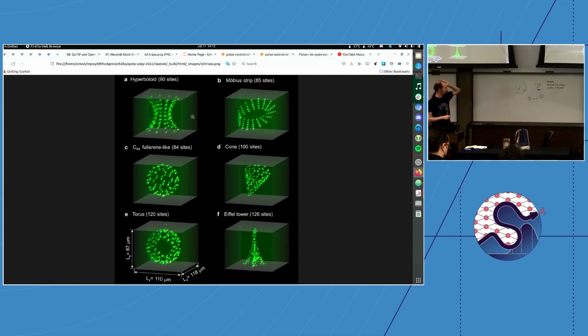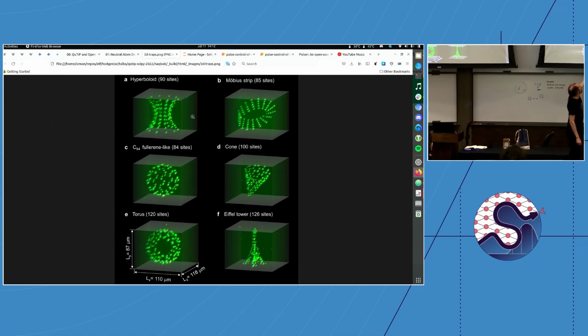Let's have a look at what's on the screen. These are pictures of atoms in space, and you can see on the axis here this is about 100 micrometers, and each of these little points is an atom.